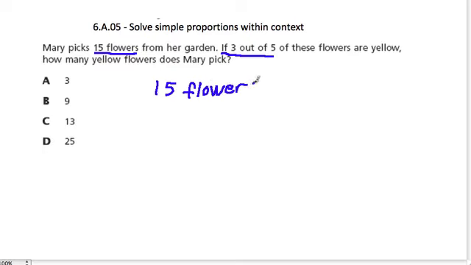And we know that 3 out of 5, we'll use this symbol here for a ratio, 3 out of 5. And remember, a ratio just means we're comparing this part to this part right here. And we can think of this also as a fraction, right? 3 out of 5. These are the same thing written in different ways.